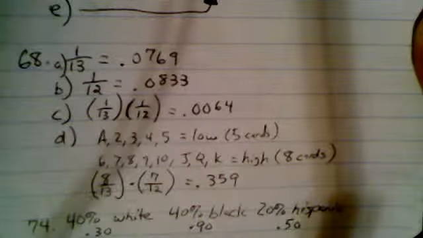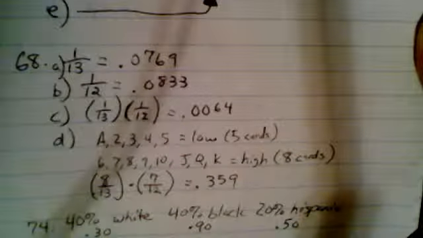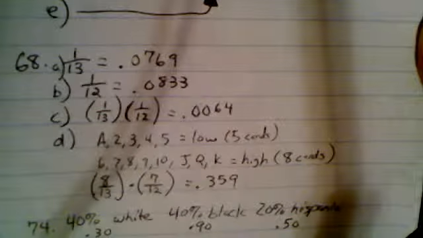Okay. 68, we're talking about the deck of cards. There's 13 cards in the deck, so a chance of getting a jack is 1 out of 13. After you take a jack out, there's only 12 cards in the deck for B, so the chance of getting a 5 is 1 out of 12. And C, the chance of getting a jack and a 5, well, first getting a jack is 1 out of 13, and then once that card's gone, it's 1 out of 12 of getting a 5. So you multiply those together to get that probability.